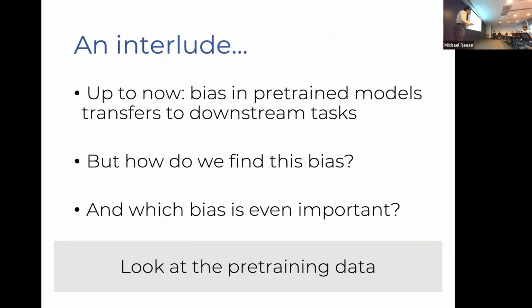Okay, so that was all about bias transfer. Up till now, I've just been telling you that you put stuff in your training data, and you do transfer learning, it comes out on the other side. Even if you try to remove it, it comes out on the other side. We just have bias in our models. Great, I have one other.